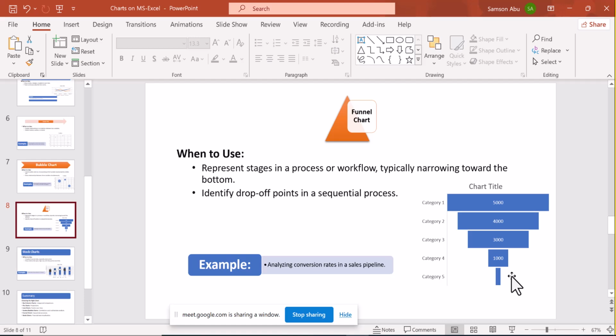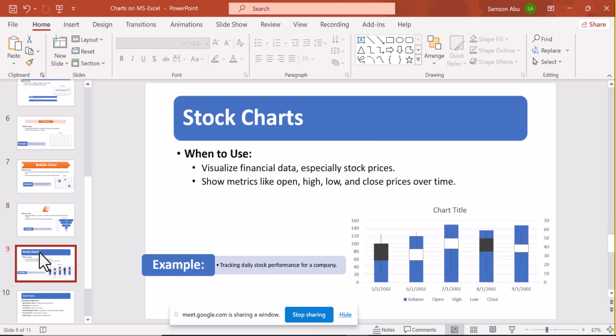So whenever you want to represent a workflow, a process rather, you can use funnel charts. And then we have stock charts. Now, basically, if you are into forex, I know you'll be using candles. Candle is not strange to you. Okay, you have the candlestick. And one thing in forex, we have when the market opens and when the market closes. These are the data sets you have in forex.